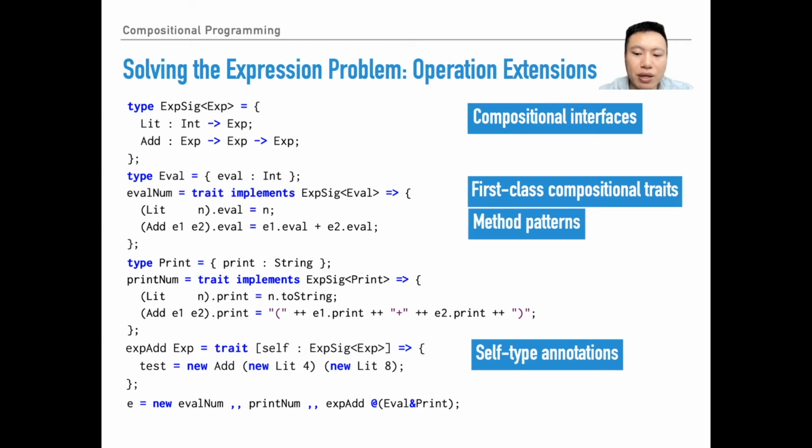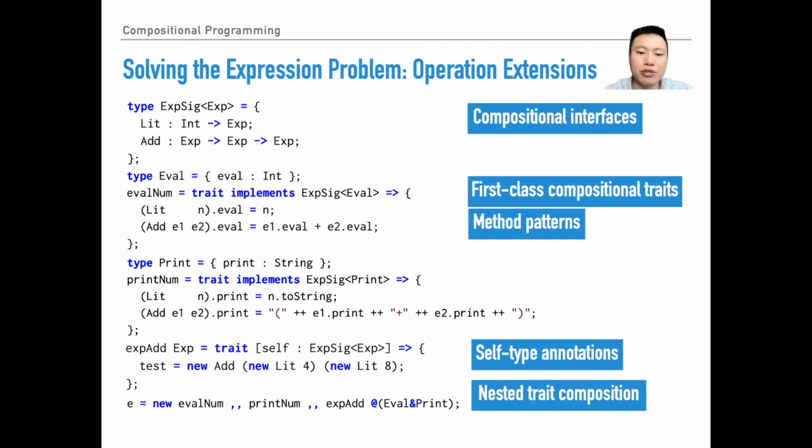The type application supplies an intersection type of eval and print to add. Since the self-type annotation has been instantiated as eval and print, to meet such requirement, the trait has to be merged with some trait that simultaneously implements eval and print. This is done by merging it with eval_num and print_num.